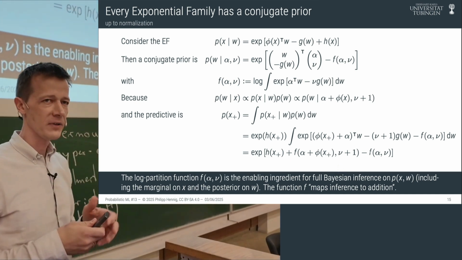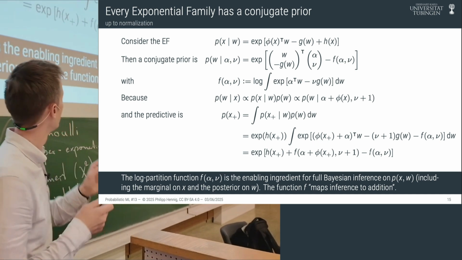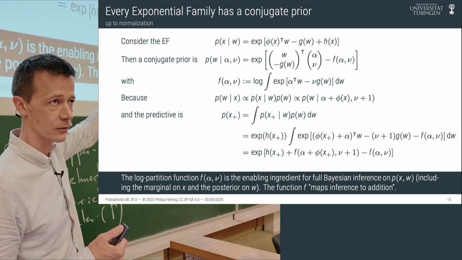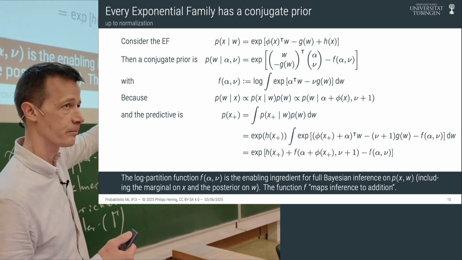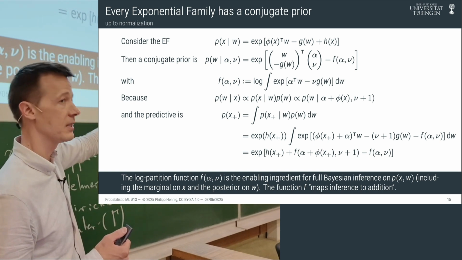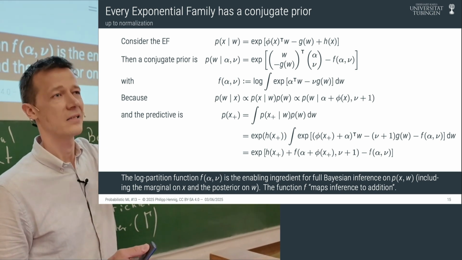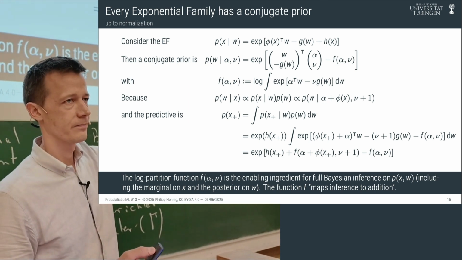So the question is, if you already have a log partition function G, why do we need a new log partition function F? So that's maybe the confusing thing. There are two different distributions here. One is the original exponential family, the likelihood. That is an exponential family, and it has a log partition function called G. And now I'm saying that exponential family has a conjugate prior, which happens to also be an exponential family, and it has a different log partition function F. And they are completely different functions.